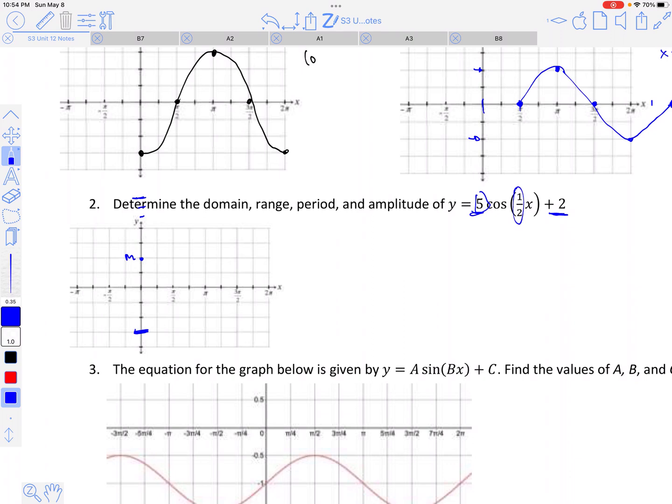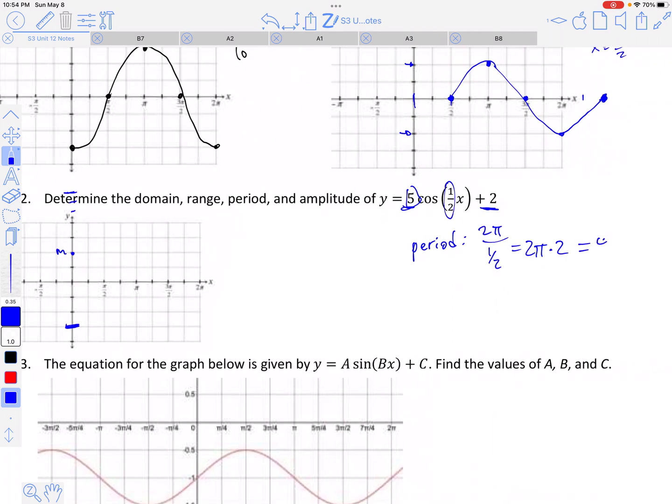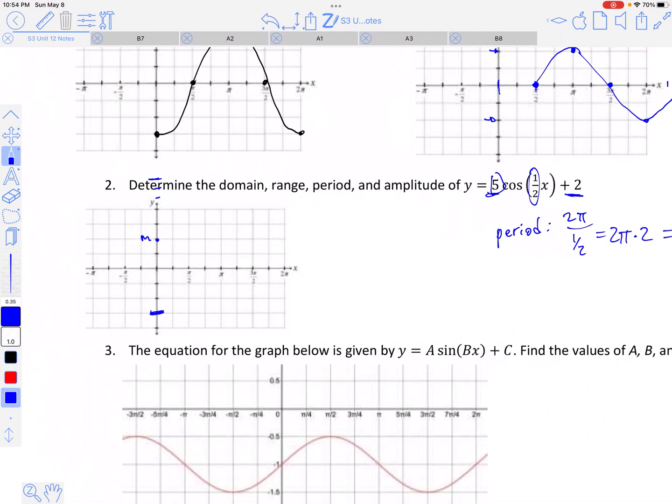And our period is going to be sped up. There, we can tell there's no phase shift, but our period will be sped up. So our period is found by taking 2 pi and dividing it by b. So dividing it by 1/2, which is 2 pi times 2, because instead of dividing by a fraction, we can multiply by a reciprocal. So this will end at 4 pi, which I'm really going to have to extend. So I have 1, 2, 3, 4, 5, 6, 7, 8.